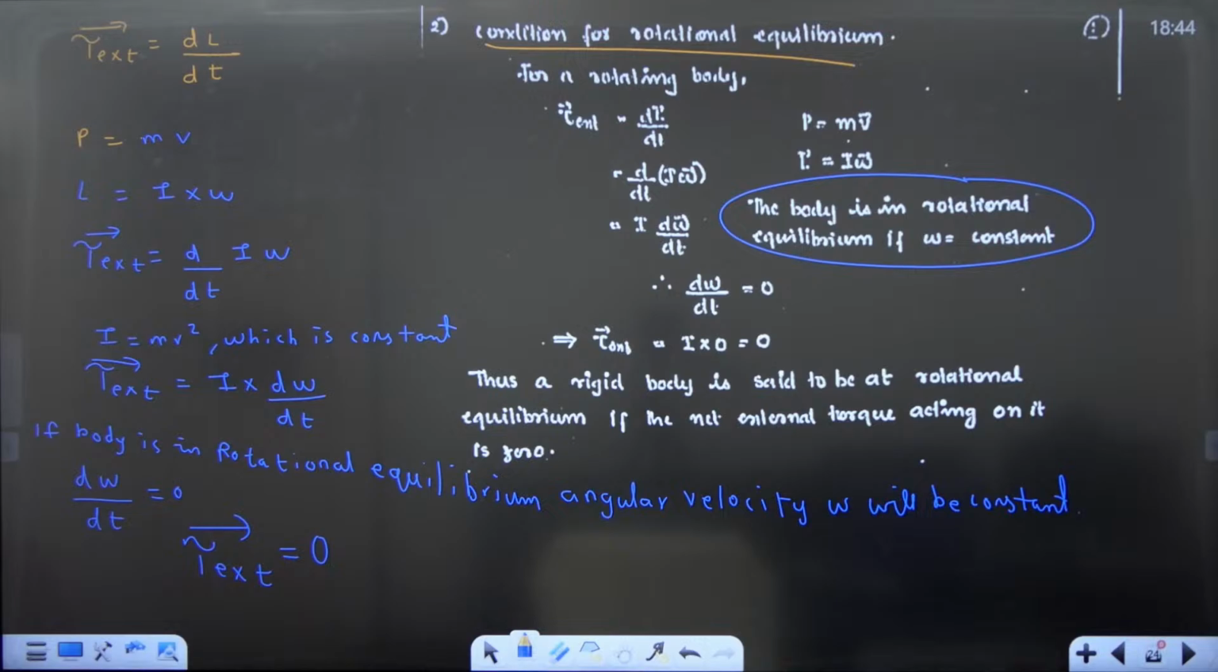So we are done with translational equilibrium. What were the points? External force 0, velocity constant, momentum constant. Rotational equilibrium, what are the points? External torque 0, angular velocity constant. Angular momentum is also constant.